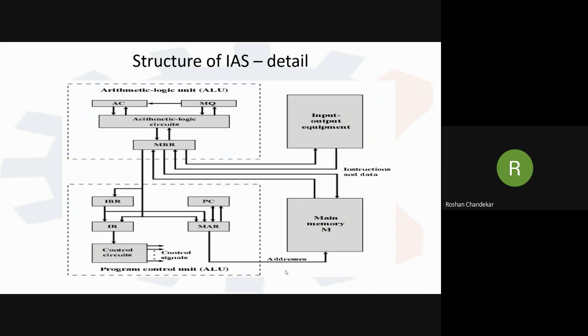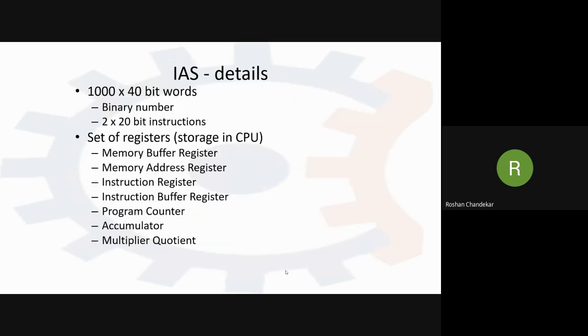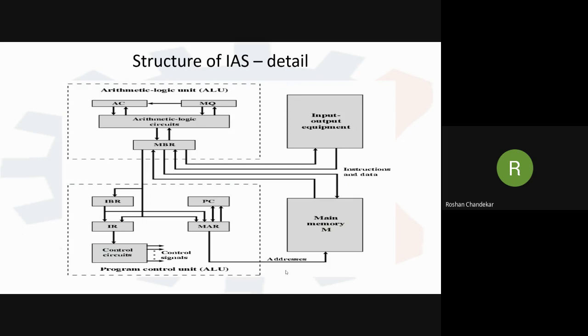This MBR is connected to the input output equipment, where the instructions and data are stored in the main memory. And in the program control unit, there is the instruction buffer register, the program counter, the instruction register, the memory address register, and a control circuit which forms the control signals, and all of this is connected with the main memory. So this is the overall structure of the Institute of Advanced Study computer.